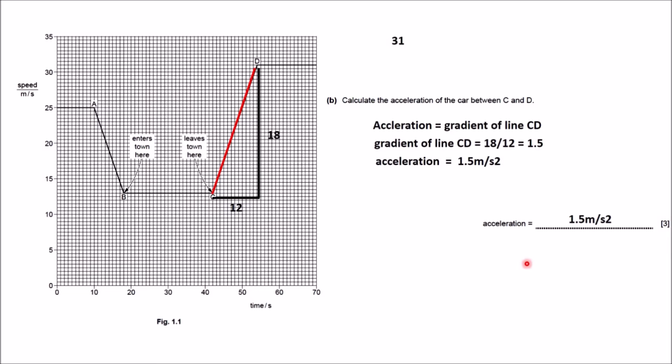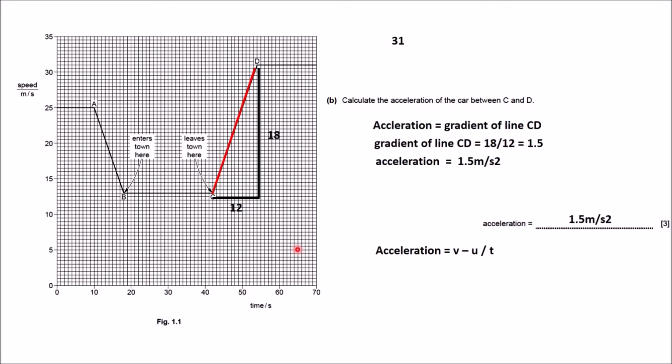Second method, it's up to you. You can use any one of these. In the second method, we are using the definition of acceleration. Acceleration is equal to change in velocity over time. That means v minus u over t, where v is the final velocity, u is the initial velocity, and t is the time interval.